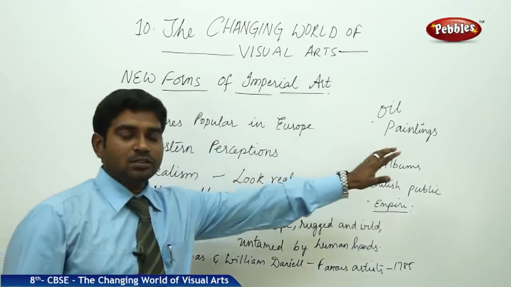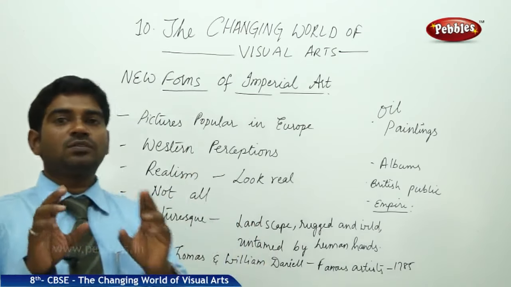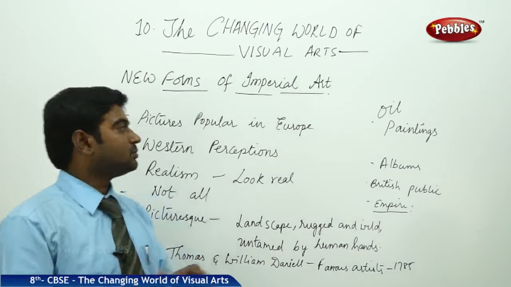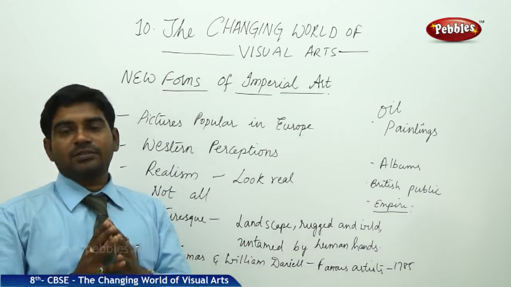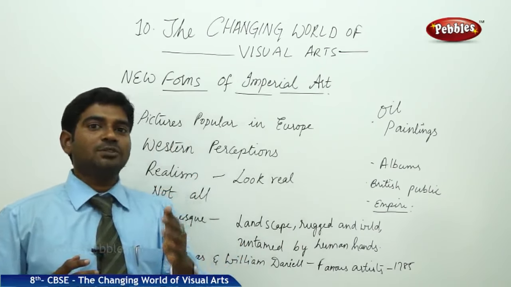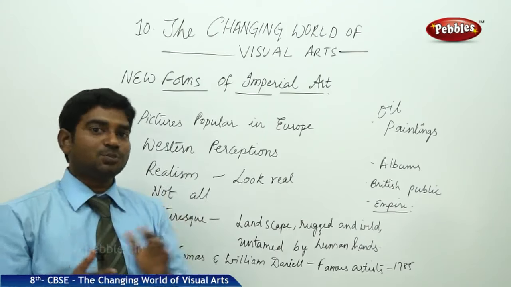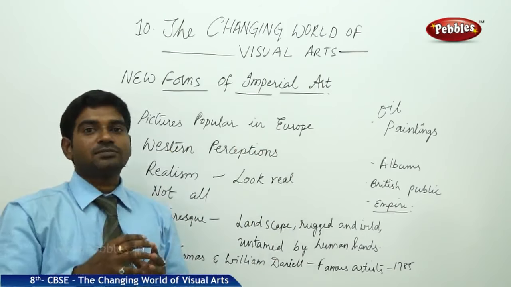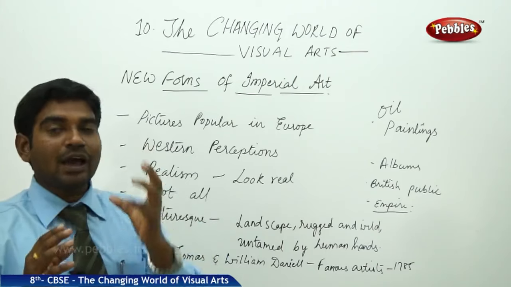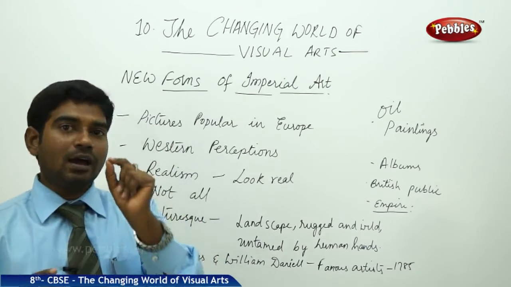New forms of imperial art. Now, moving into the details, we will see how art got transformed with the influence of the Britishers. The pictures were popular in Europe. Most of the Indian artists wanted to produce pictures similar to those which were very famous in the European countries. So they were inspired by the Western perspective. The way the Britishers and the European countries portrayed art, in a similar way the Indian artists started to portray it.